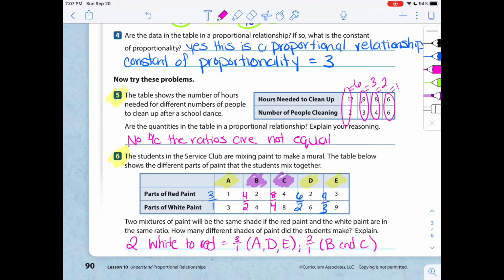So the 2 ratios in this problem came out to 3-1 when we divided for A, D, and E, and 2-1 when we divided B and C. We just had to remember to divide it white to red. We're comparing white to red.